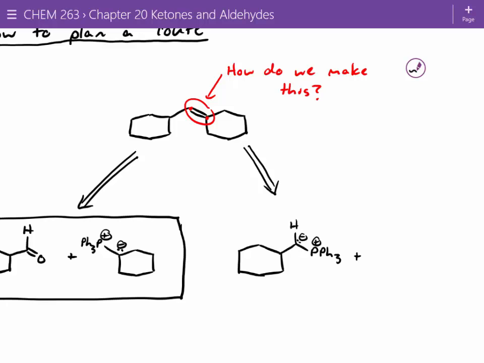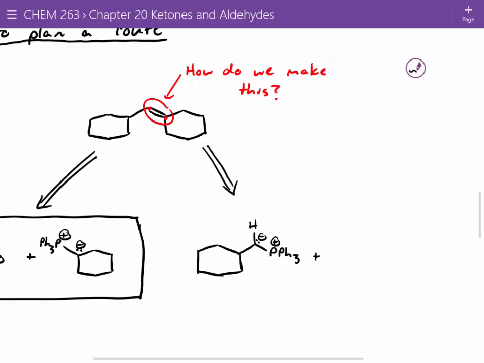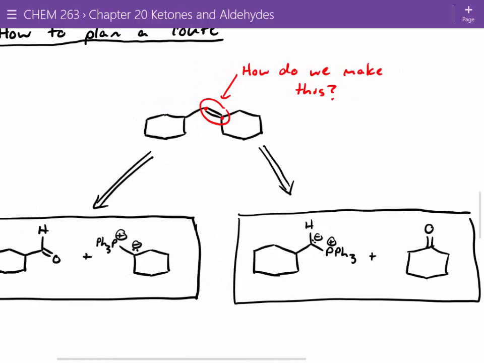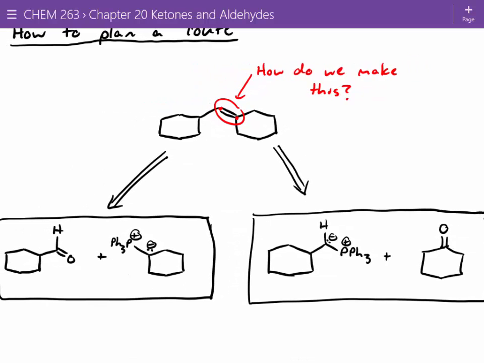And then we would react this with a cyclohexanone reagent, and again perform a Wittig reaction. So we've got two options available to us. Question is, which one is better or preferable? What do you guys think? How do you even tell?